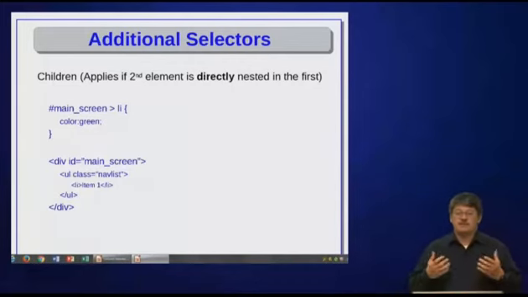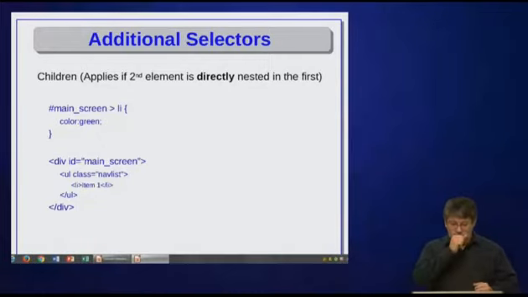CSS3 gives us some additional selectors we can use. It gives us the ability to select siblings. Those are two elements that are next to each other in a document. I'm not going to talk about that. You can Google it. One of the things that's useful, though, is to use a child rule. So the child rule applies if the second element is directly nested in the first. So we use a greater than symbol to represent this combination of elements.